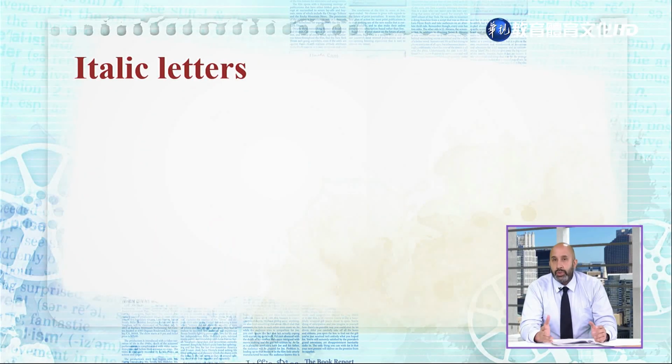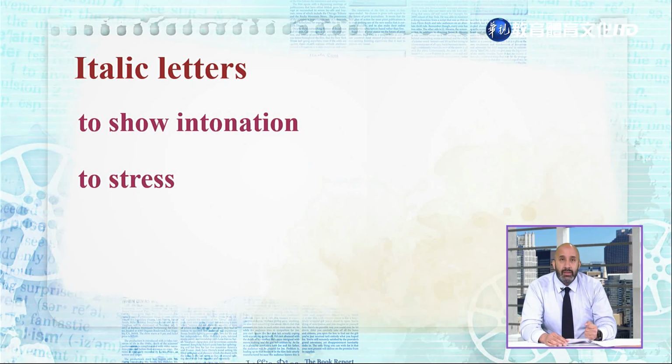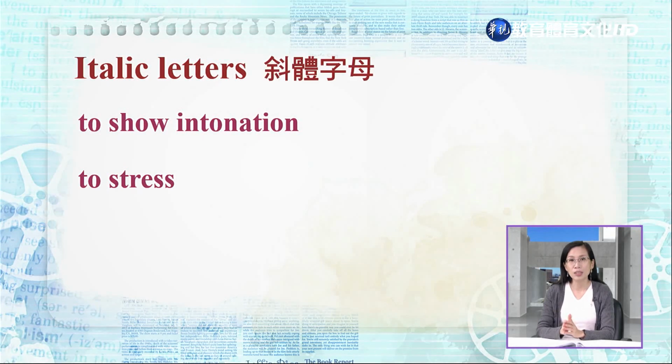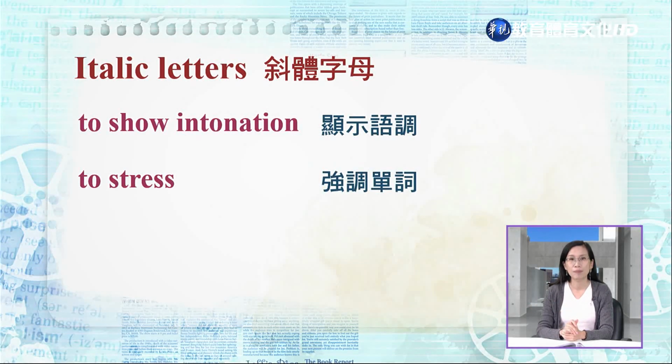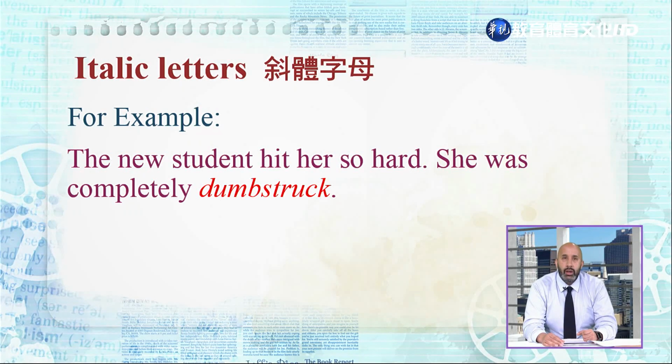Italic letters are, of course, not punctuation, but while we're reviewing structure in this beginning of the book, let's talk about a little bit about italics as well. One use is to show intonation. To stress a word, you put it in italics. 好,接下来呢,我们要教的叫斜体字母(Italic letters)。那当然呢,它并不是所谓的标点符号,但是呢,斜体字呢,它可以用来显示语调或者是强调一个单词。 So, for example, the new student hit her so hard, she was completely dumbstruck.